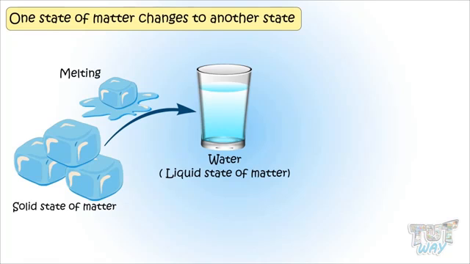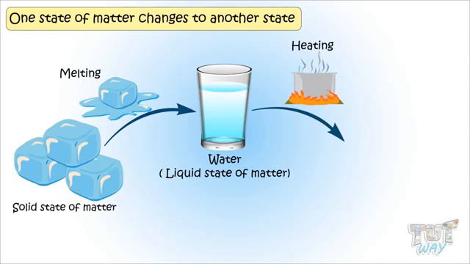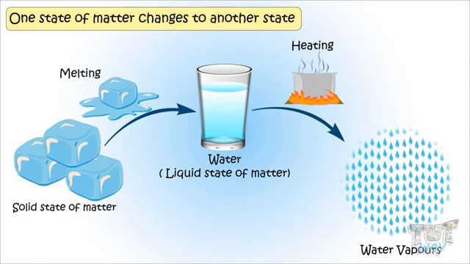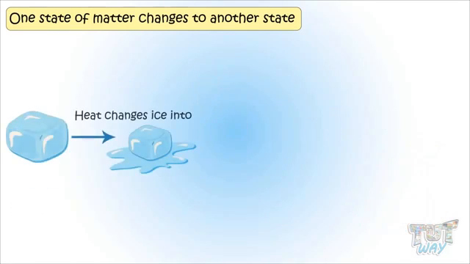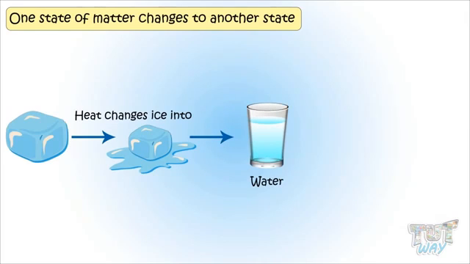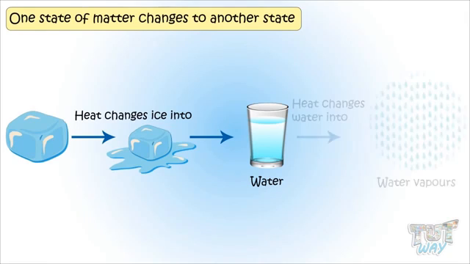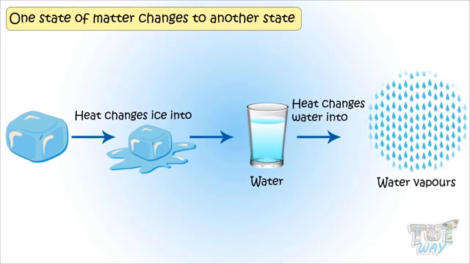Now when water is further heated, it changes into water vapors, which is gaseous form of matter. So we learned heating changes ice to water. That is solid state to liquid state. And heating water changes water to water vapors. That is liquid state to gaseous state.